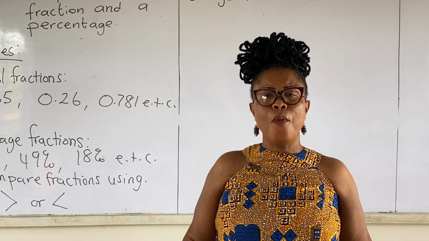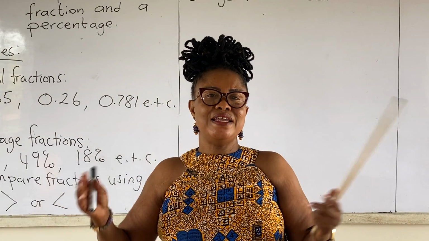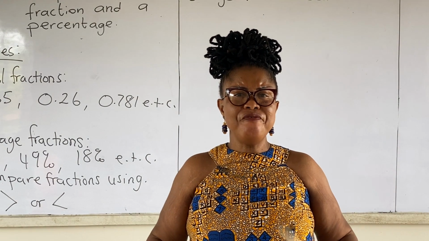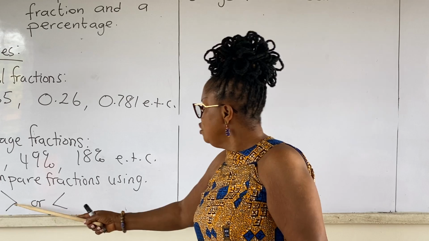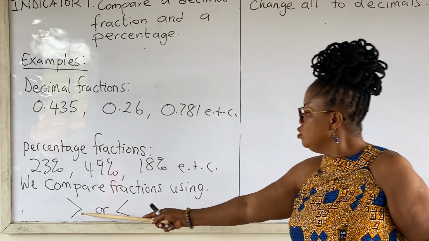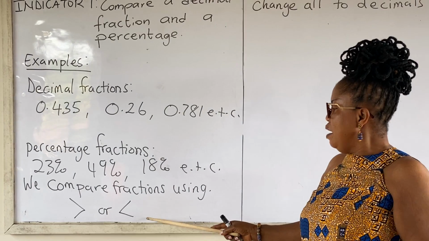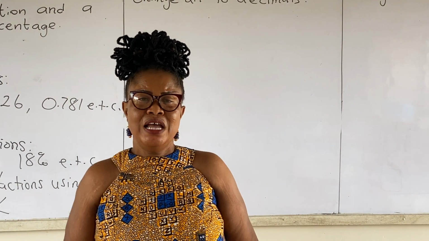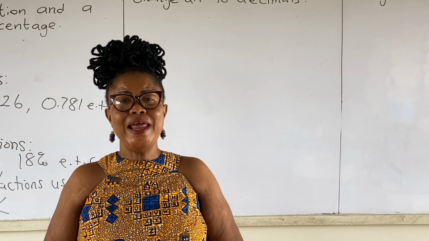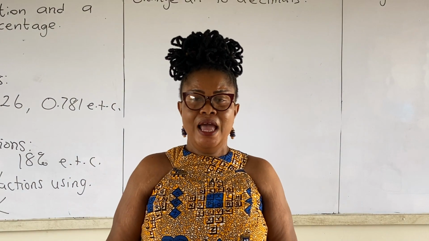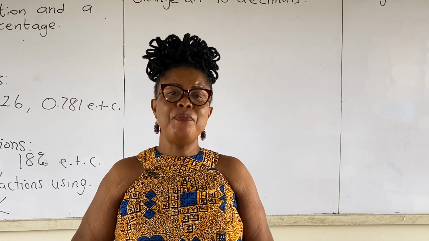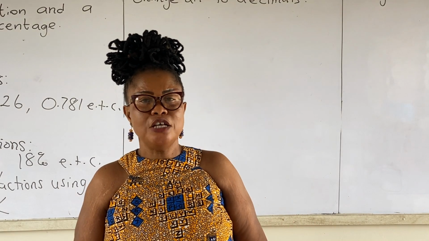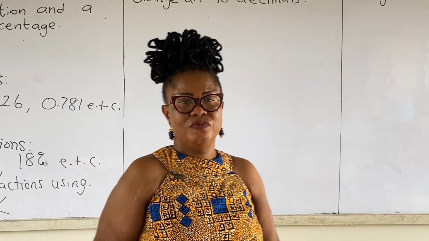Today we are going to compare a percentage fraction and a decimal fraction. And what do we use in comparing fractions? These two symbols are used in comparing fractions. And I told you earlier that the two symbols have open ends and closed ends. The open end faces the bigger number and the closed end faces the smaller number.